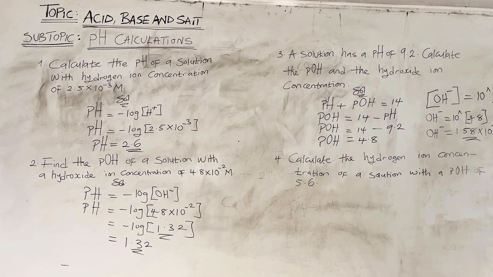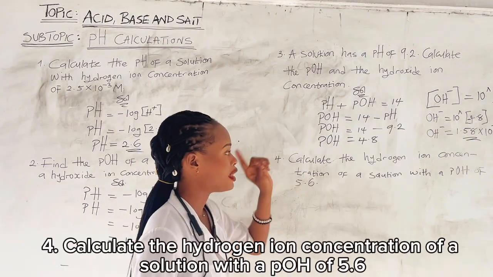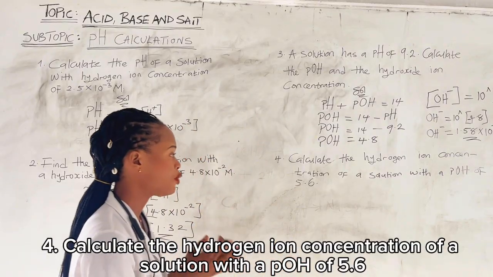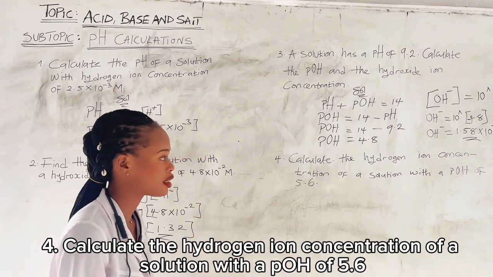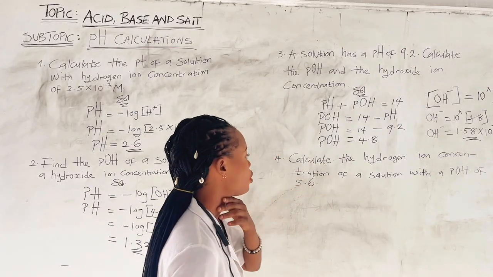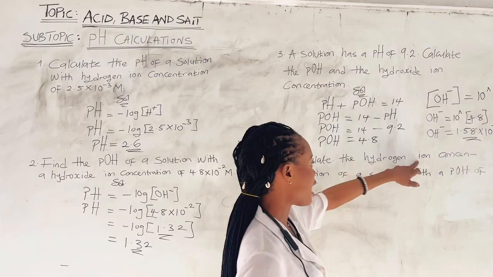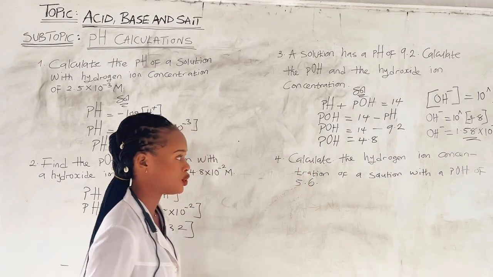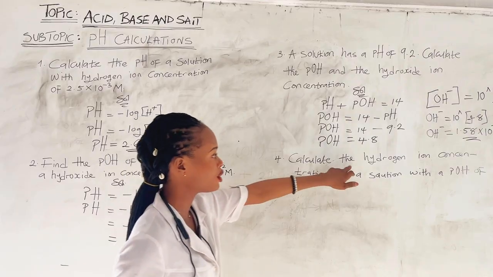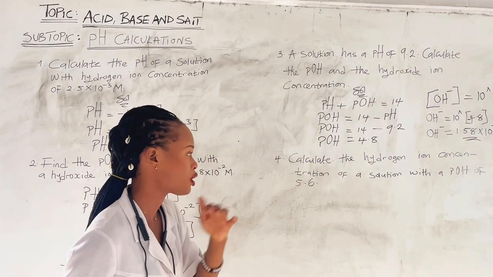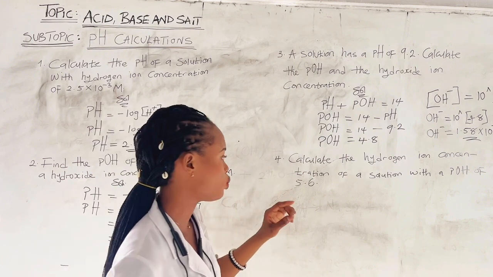Okay, so the last question says, calculate the hydrogen ion concentration of a solution with a pOH of 5.6. So this question and this question are very similar, but for this question we are looking for what? Hydrogen ion concentration, and we're given what? The pOH. So for us to calculate the hydrogen ion concentration, you must first of all know what the pH is. We're not given the pH, we have to find what?